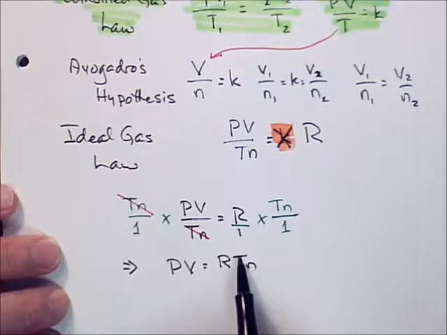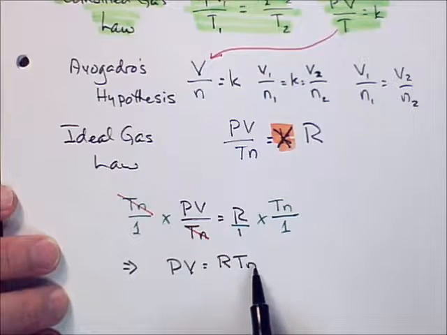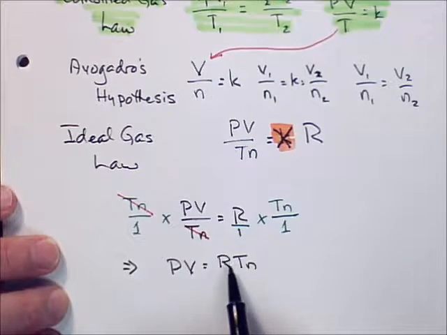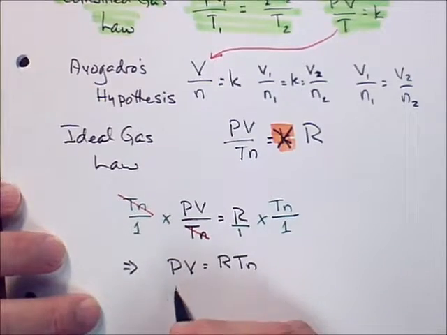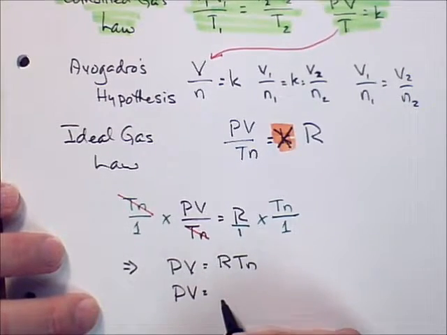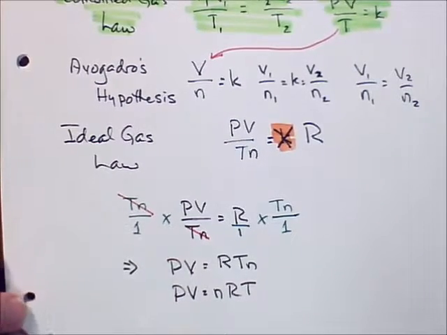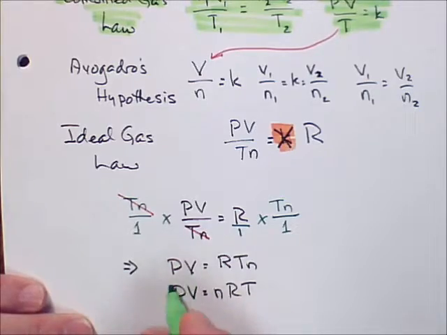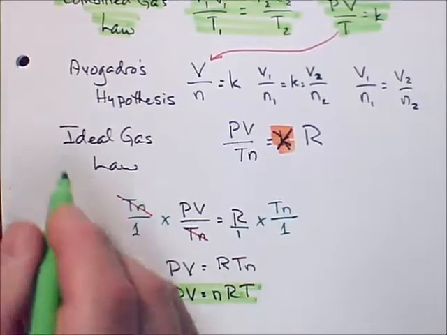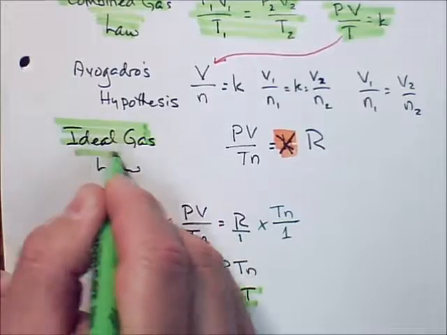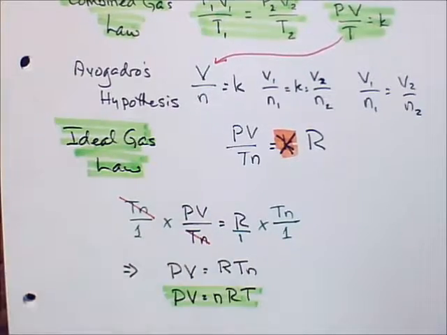Well, the way it's actually usually written is not R times T times N. We can rearrange these. You can put these in any order you want to. And so the way you usually see this written is PV equals NRT. And that's the classic statement of the ideal gas law. So you have to know the ideal gas law. Okay? You have to know it.